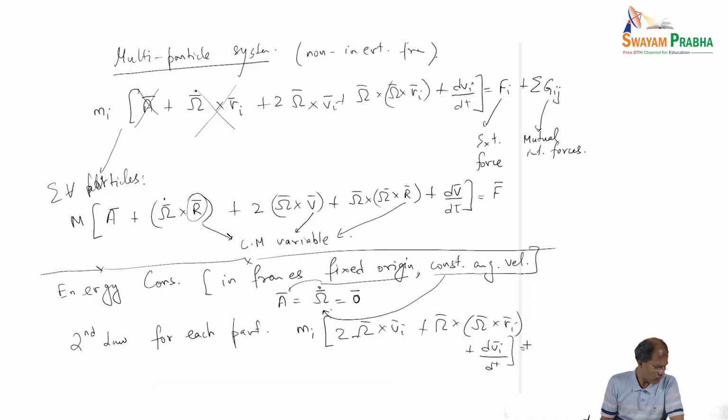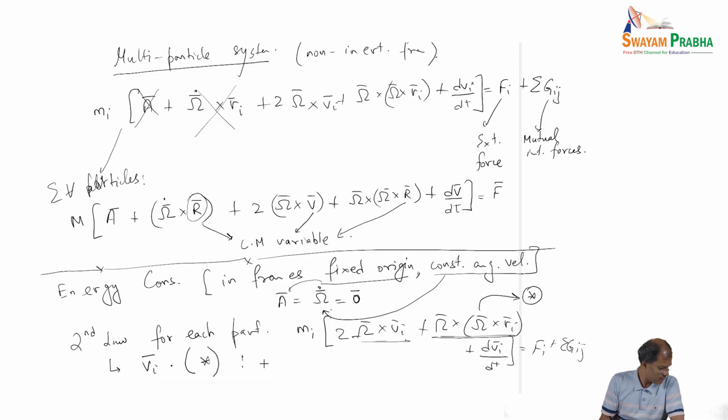This is equal to F plus the summation Gij. Okay, so now if we take this equation, if we take a dot product with velocities Vi, let us call this equation star. So the dot product with star, the first term is going to vanish because it's a scalar triple product term, V omega V, so that will vanish.